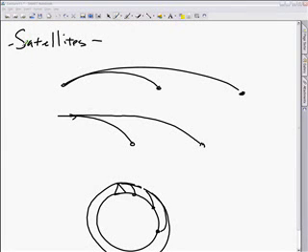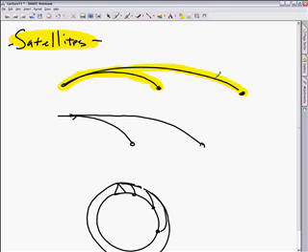Okay, now let's take a look at how satellites work. Basically, we'll start out with our projectile motion. With projectile motion, if we started out with a small velocity, then we'd have this parabolic motion and it would come back and hit the ground again. If we started out with a larger velocity, then our projectile would go farther, still following a simple parabola.